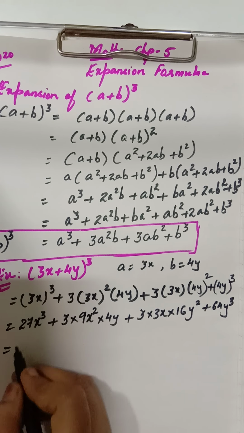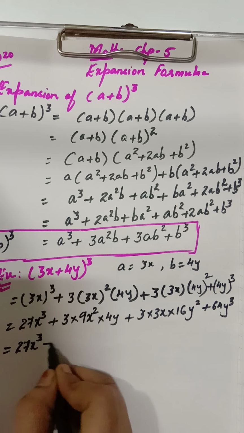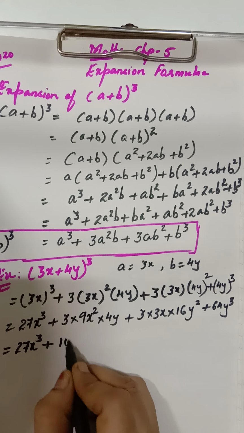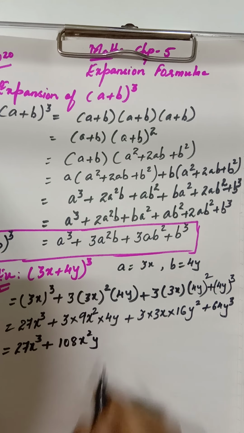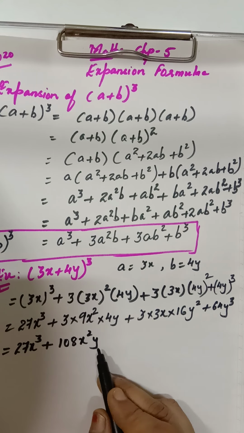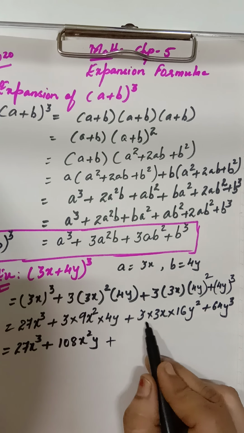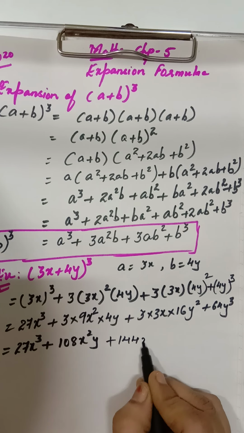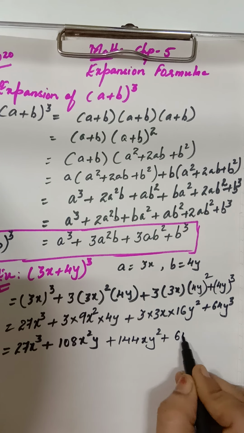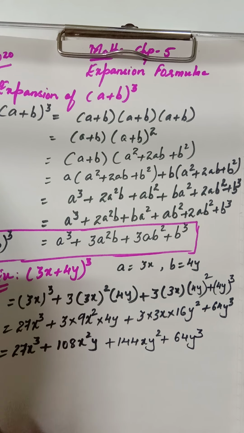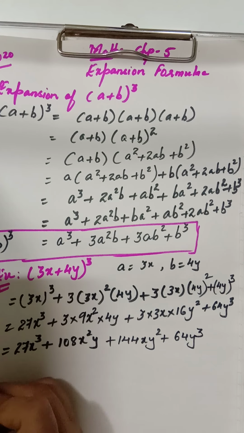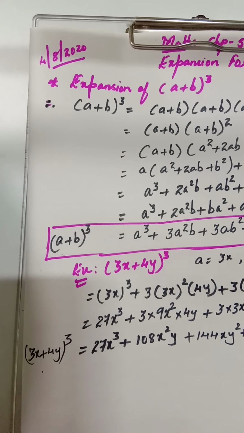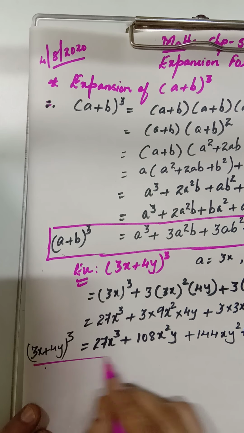64 y cube. So this is equal to 27 x cube plus, now we will multiply, 3 9s are 27, 27 4s are 108 x square y. Whatever variable, if you write y first and then x square, no problem. Plus 3 into 9, 9 into 16, 9 16s are 144 x y square plus 64 y cube. Okay, so this is nothing but 3x plus 4y whole cube. Expansion is, this is your answer.